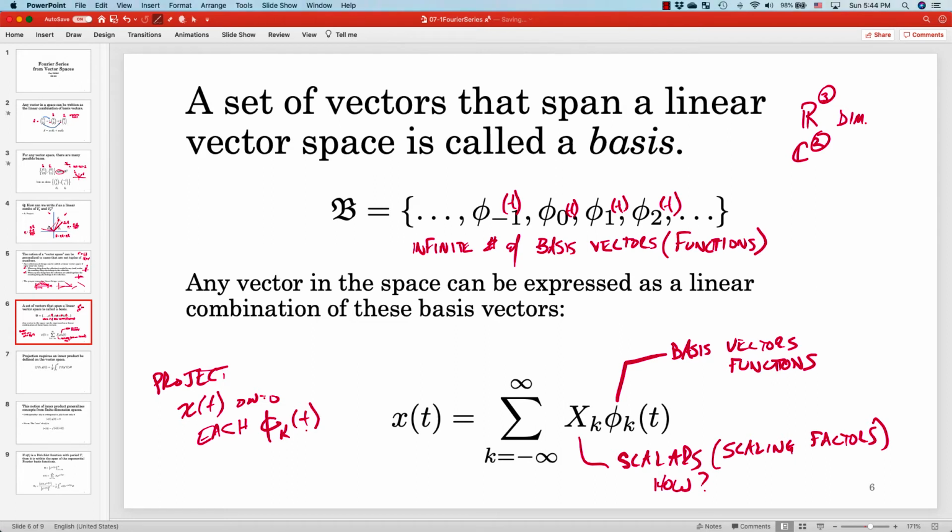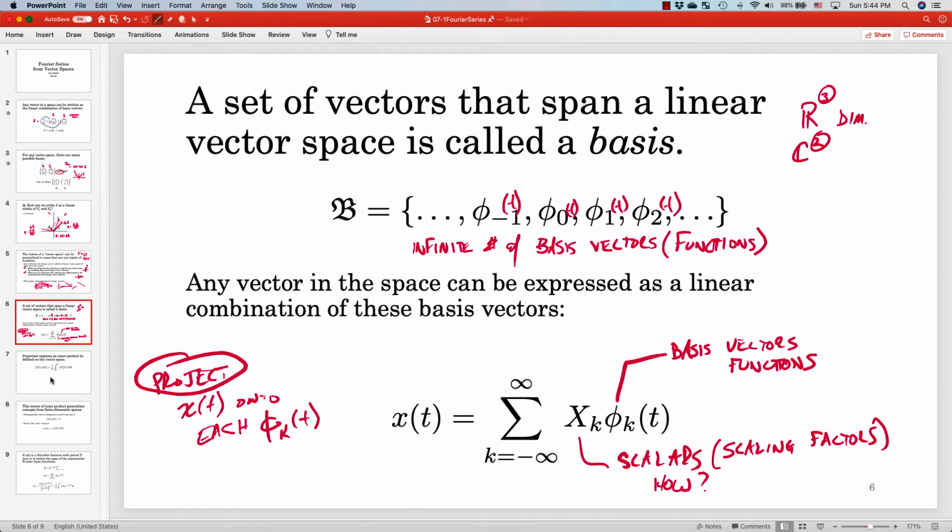But the answer to this question, how to get the scaling factors in this linear combination, is the exact same as the answer how to get the scaling factors for the linear combination of, say, R2 vectors. Now, I've just kicked the can down the road because now the question is, how do you project one function onto another? For the R2 case, it was kind of easy. You had this idea that you could shine a light and you could figure out the length of the shadow.